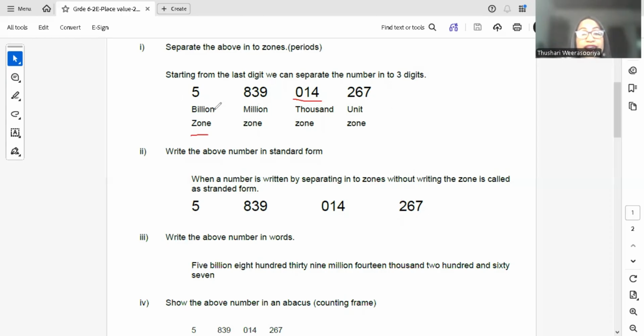Now, shall we do it again? 5 billion, 839 million, 14,267. I assume you can understand that. Now we'll see how to show this number on an abacus.